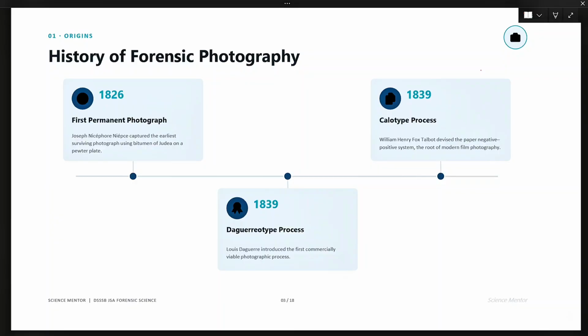Imagine you are a police officer in the year 1800. A murder has taken place. How would you preserve the crime scene? Most probably you would draw sketches, write notes, and depend on eyewitnesses.